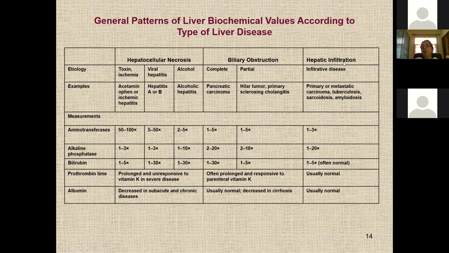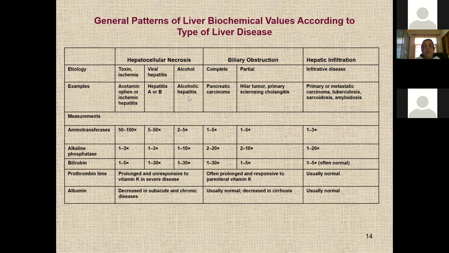When we talk about hepatic infiltrative disease, we talk about primary or metastatic carcinoma, tuberculosis, sarcoidosis, and amyloidosis, in which there is mildly increased ALT, the alkaline phosphatase will be increased, and bilirubin will be mildly increased, or they will be normal. The PT and albumin usually will be normal, unless there is cachectic malnutrition in tuberculosis, then the albumin will be lower.